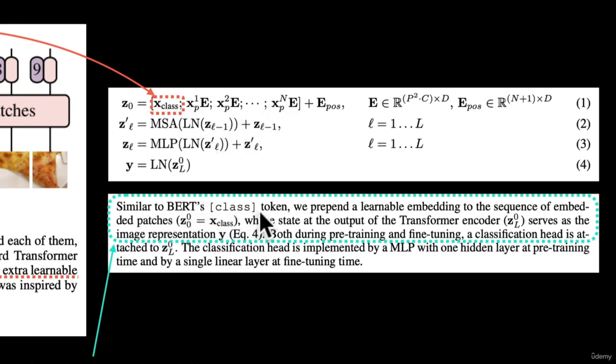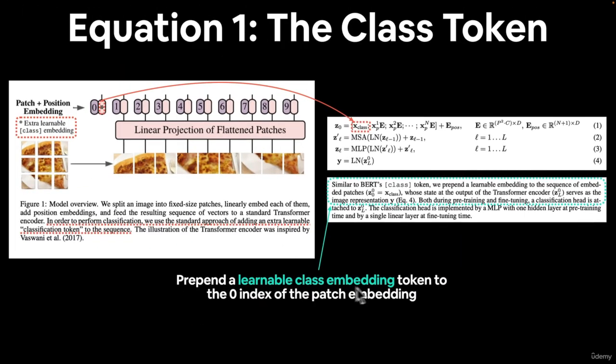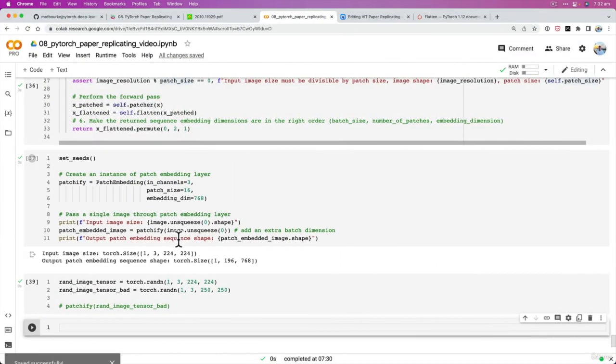So similar to BERT's class token, we prepend. So prepend means to add to the front instead of append, which goes to the back. We prepend a learnable embedding, so our token needs to be learnable, to the sequence of embedded patches. So at z_0, 0, 0, so right at the start, equals x_class, whose state at the output of the transformer encoder, z_0^L, so that's this one here, serves as the image representation y, so this is related to equation 4 as well. So prepend a learnable class embedding token to the 0 index of the patch embedding. So how do you think we might do that? Well, if in doubt, code it out.